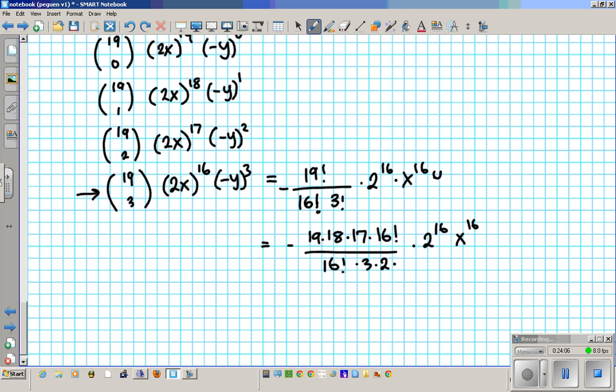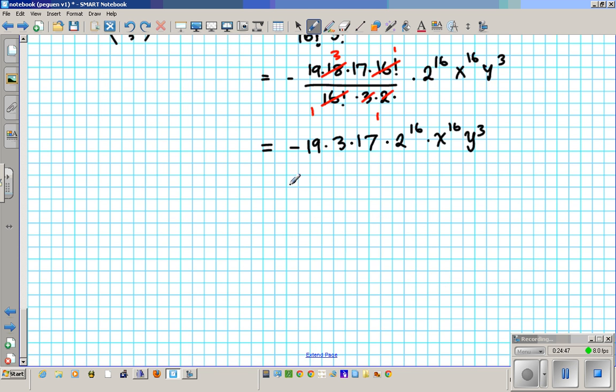Alright, now let's see what cancels. On the left side here, those two 16 factorials go away. Just put the 1 there so we don't get confused. 3 and 2 is 6, so take both of them out. So 6 goes into 18 how many times? 3 times. So we can cancel these, and then we go here 3 times. Let me rewrite it. We're going to have 19 times 3 times 17 times 2 to the 16. Let's not forget the minus. Times x to the 16, y to the third. Alright, multiply everything together and that will give us our result.